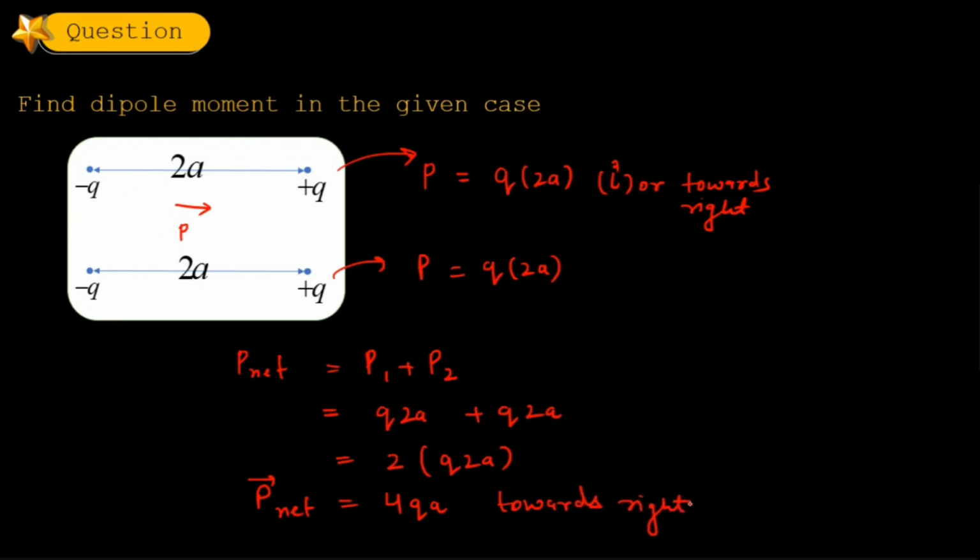So it's not like only one dipole is there in the system. There can be more than one dipole in a system. And here you have to find out the net dipole moment this way. Always remember these points. We are going to use this when we talk about the electric field due to a dipole at various points.